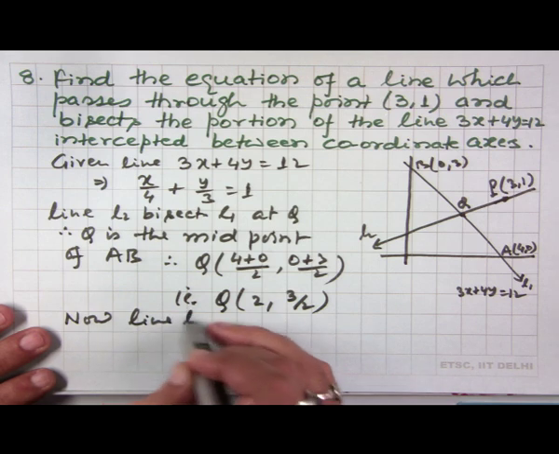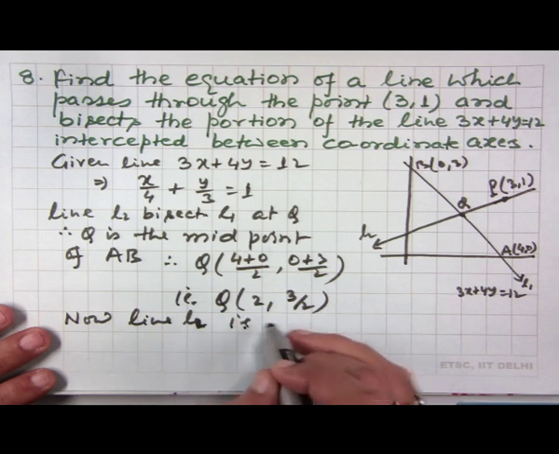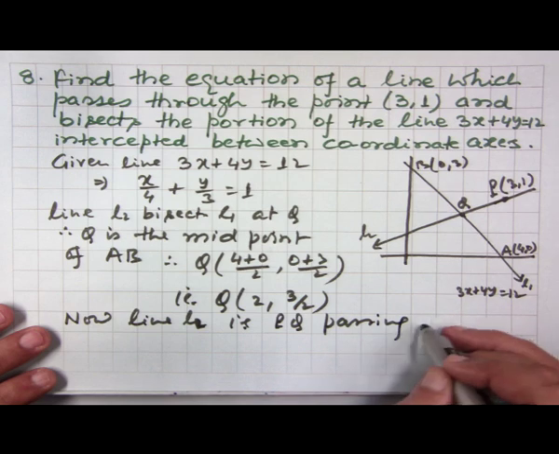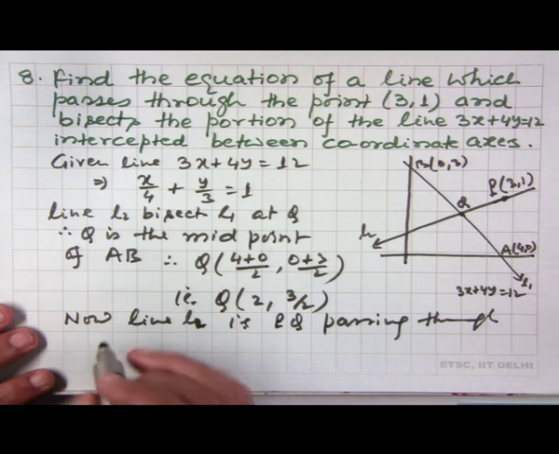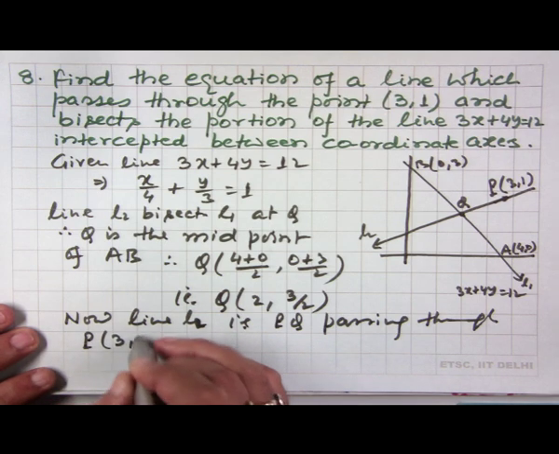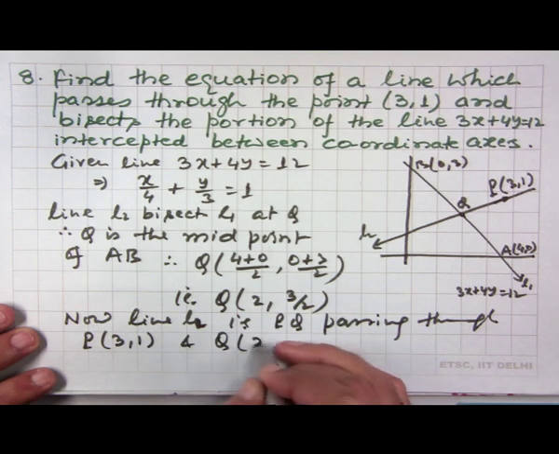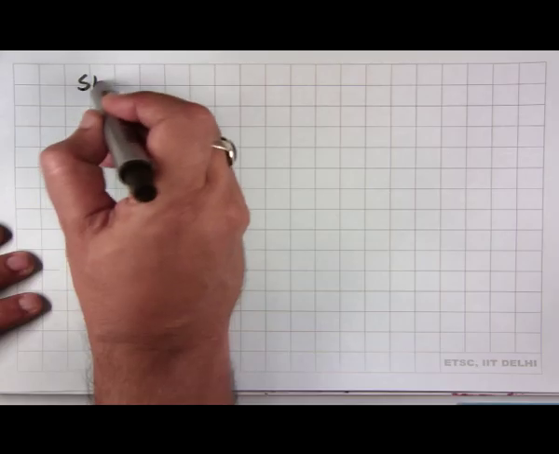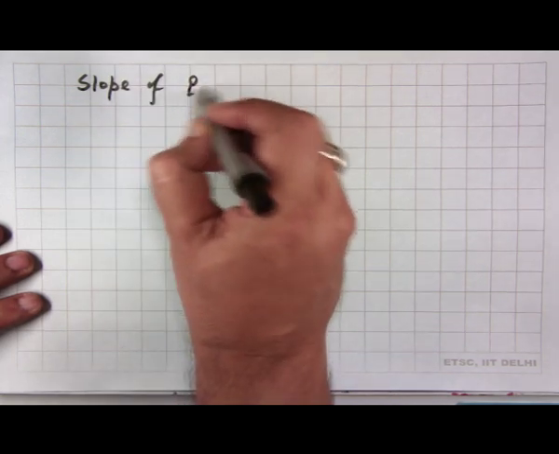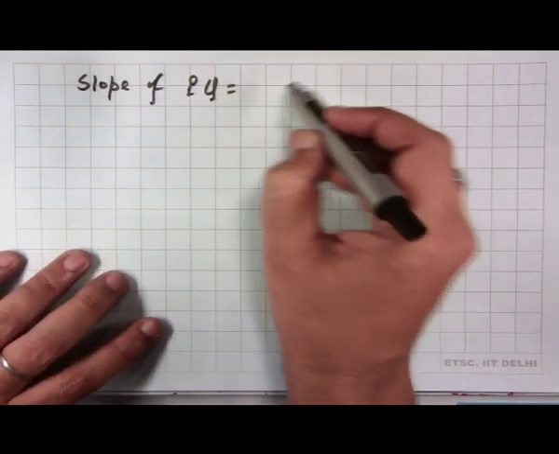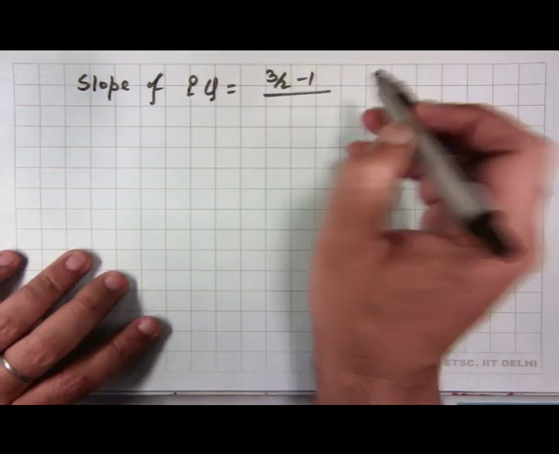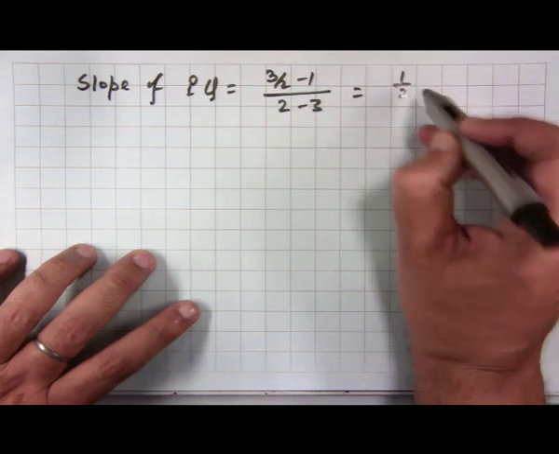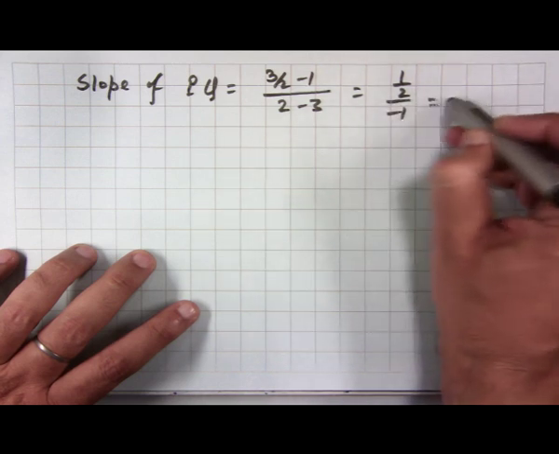Now line L2, that is PQ, passing through P (3,1) and Q (2, 3/2). Slope of PQ is (y2 - y1)/(x2 - x1), that is (3/2 - 1)/(2 - 3). So this is 1/2 over minus 1, which means minus 1/2.